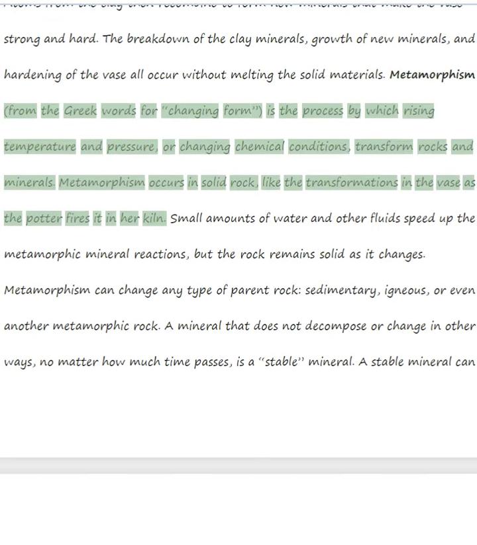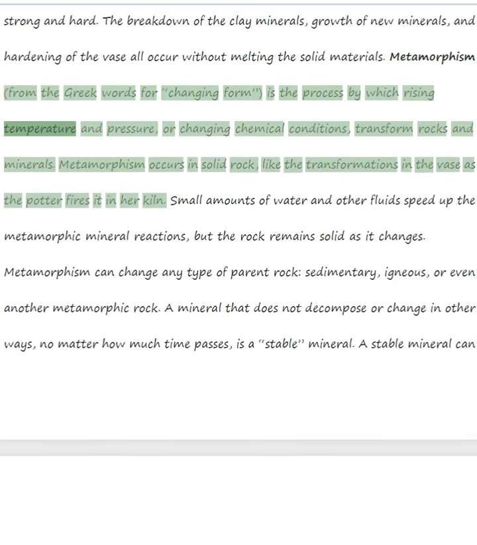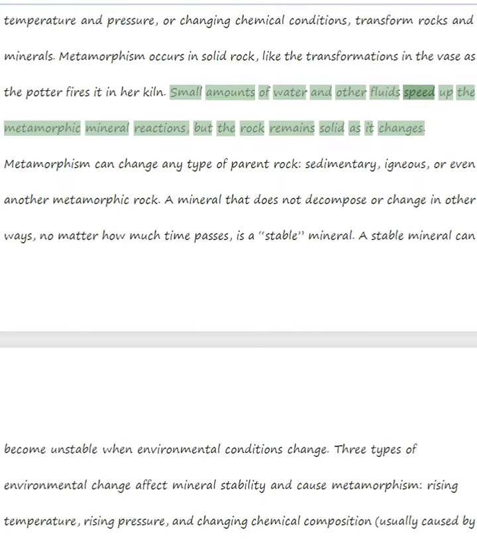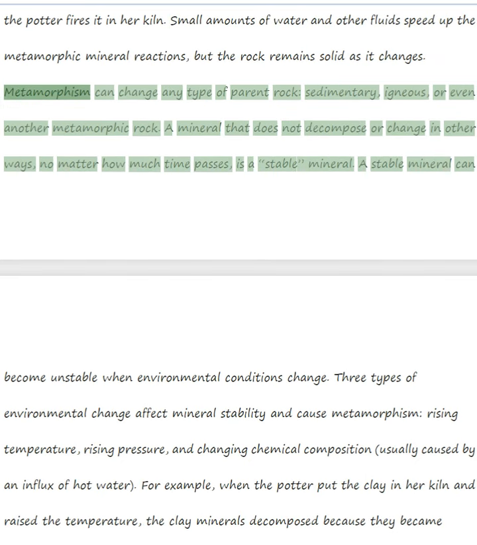Metamorphism is the process by which rising temperature and pressure, or changing chemical conditions, transform rocks and minerals. Metamorphism occurs in solid rock, like the transformations in the vase as the potter fires it in her kiln. Small amounts of water and other fluids speed up the metamorphic mineral reactions, but the rock remains solid as it changes. Metamorphism can change any type of parent rock: sedimentary, igneous, or even another metamorphic rock.